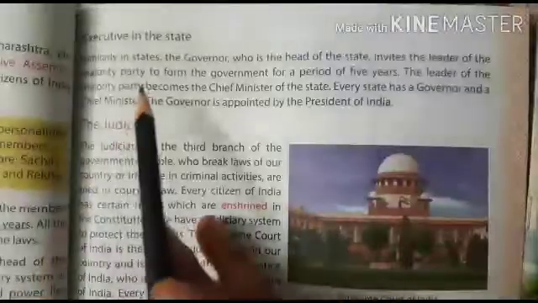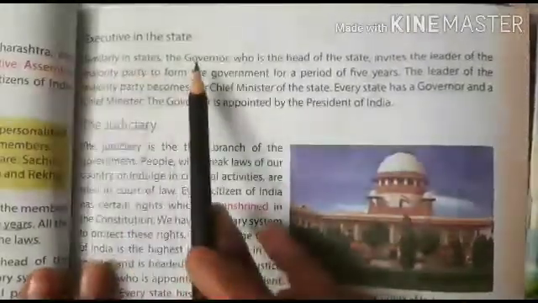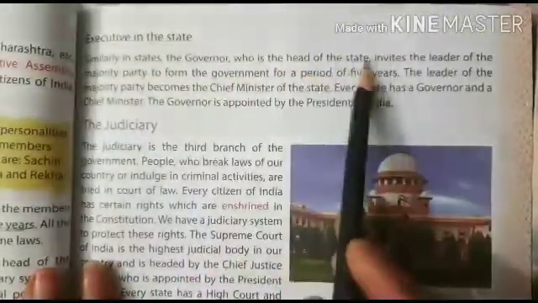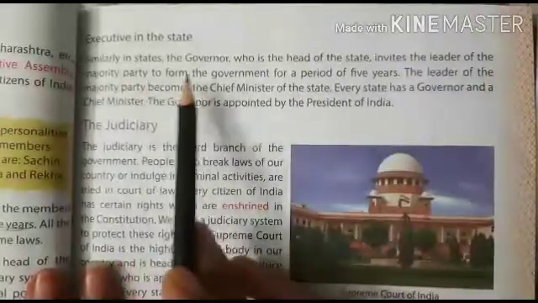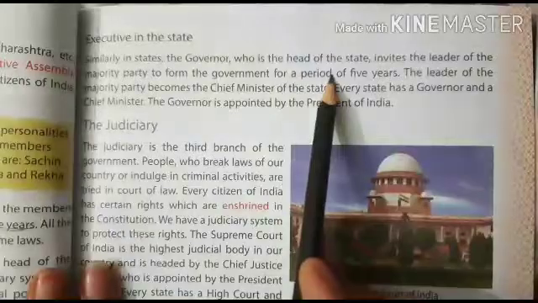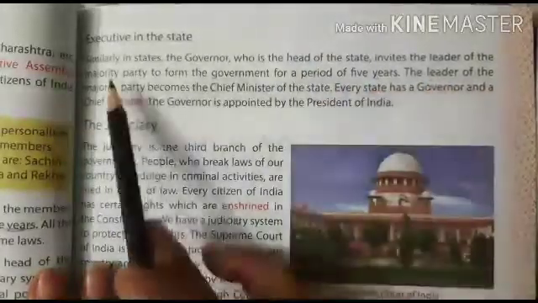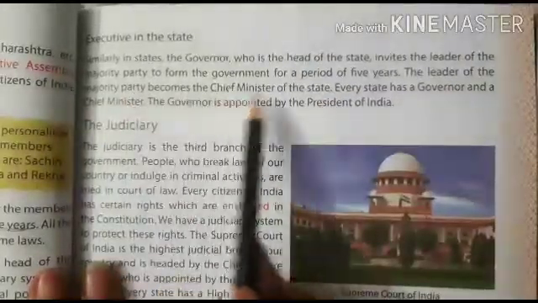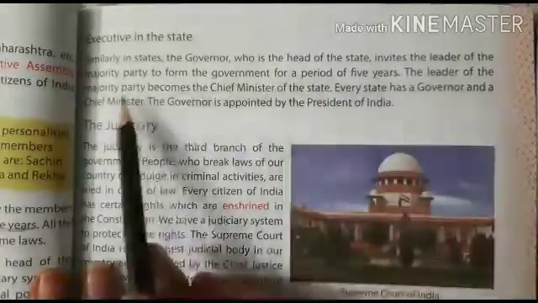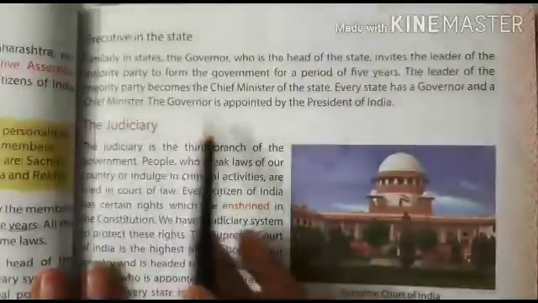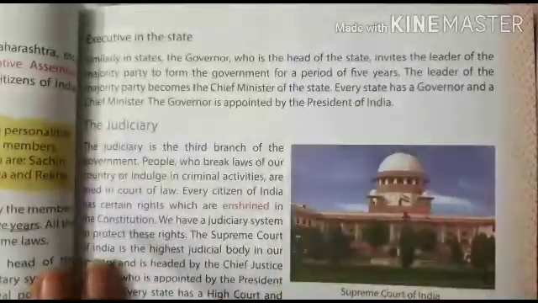Now, similarly, in states, the governor, who is the head of the states, invites the leader of the majority party to form the government for a period of 5 years. The leader of the majority party becomes the chief minister of the state. Every state has a governor and a chief minister. The governor is appointed by the president of India.